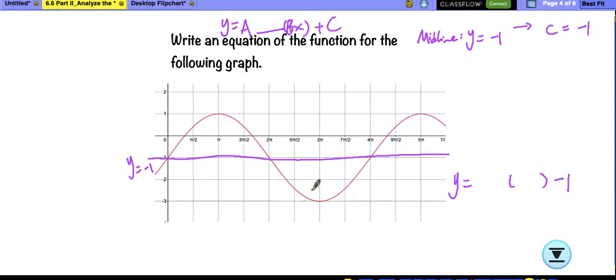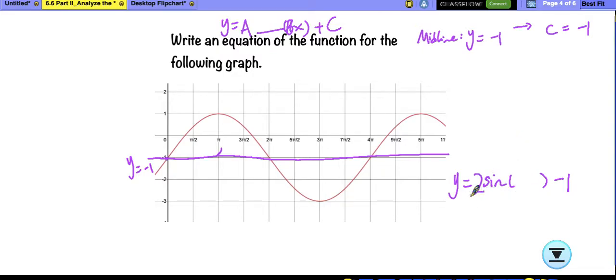Now we have the midline, and we can see the amplitude, which goes up 1, 2. So the amplitude is 2, and we need to put a 2 here. But remember, we still need to determine the sign, whether it goes up or down. Starting with the midline, where do we go? It goes up. So I know it's going to be positive, and we don't need to change the sign here. And since the graph starts at the midline, we know it's sine.